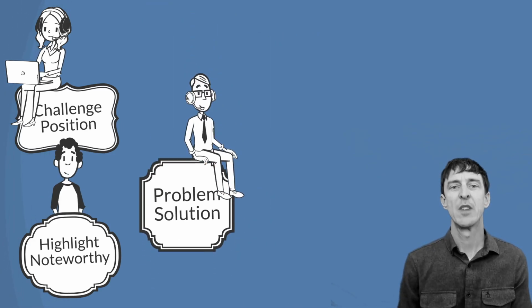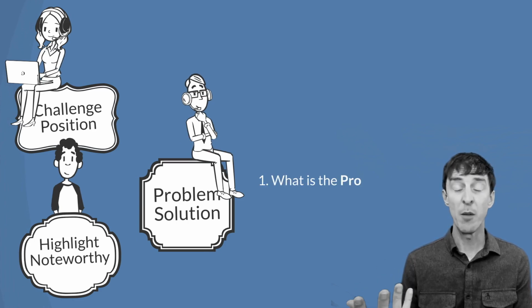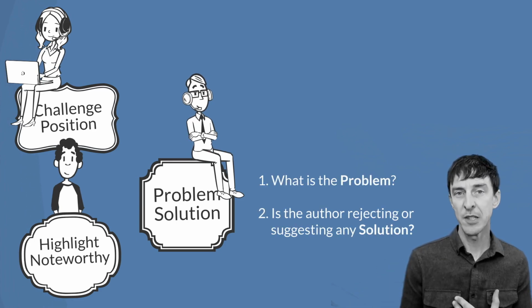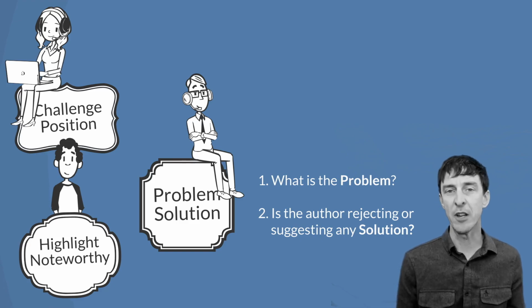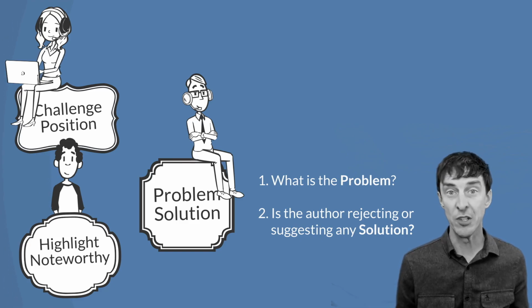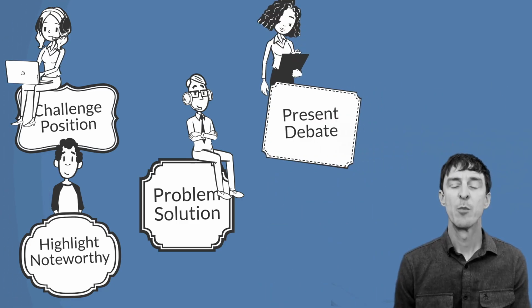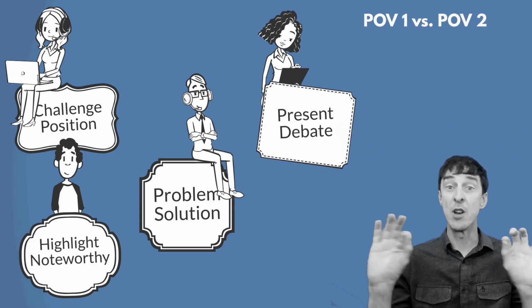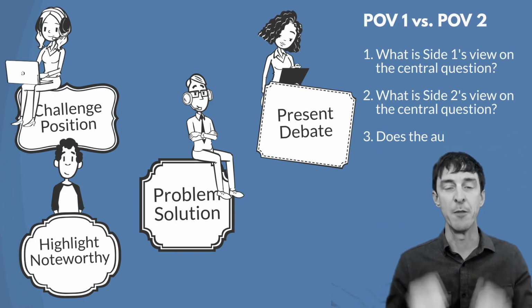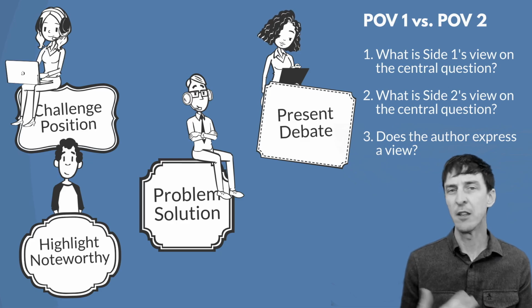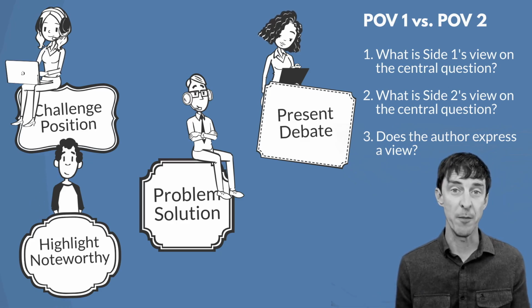Problem solution is where early on you hear a problem described, and then either the author is selling you a solution, or she's evaluating other people's solutions, or it's just a problem with no solution. Present debate involves at least 2 non-author points of view squabbling, and then the author might get involved and give you her take, or she might side with one of them.